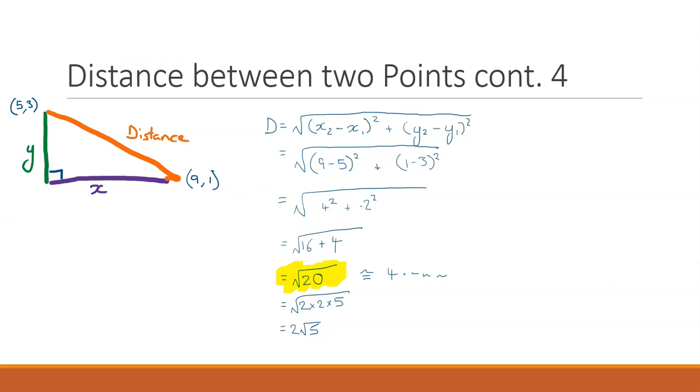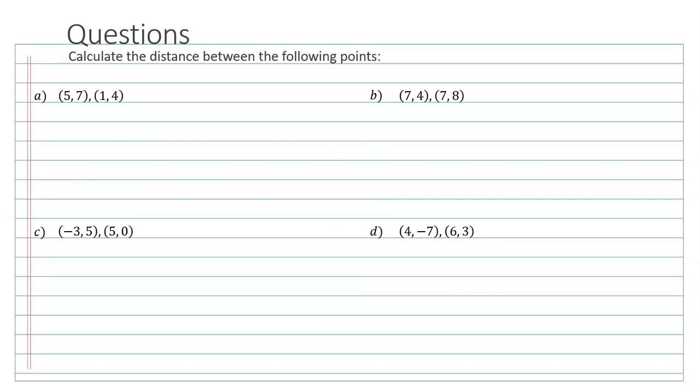Now going down, what we've got is a few questions on finding the distance over here. So again, 5 and 7, 1 and 4, the distance is going to be, simply put it in the formula, 1 minus 5 all squared plus 4 minus 7 all squared, and then the square root of those.